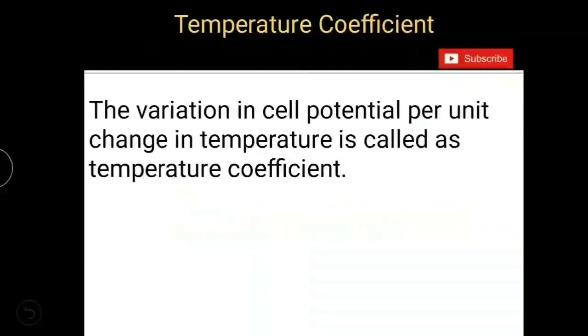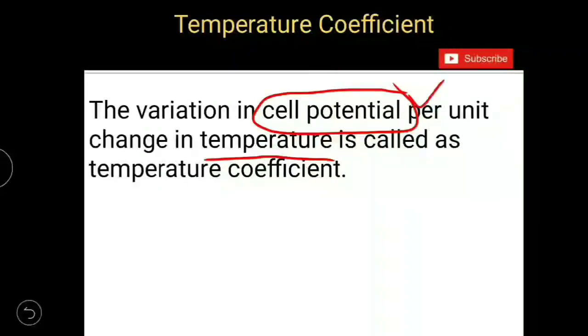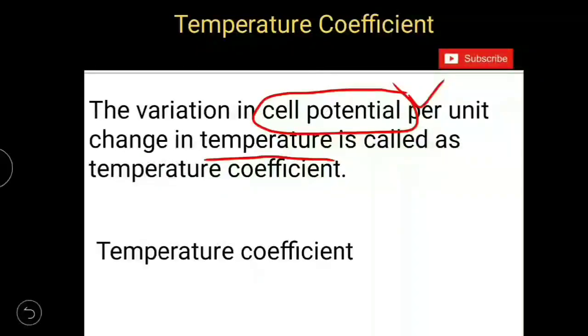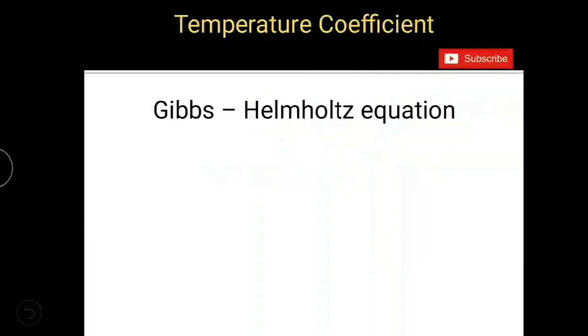The variation in cell potential per unit change in temperature is called temperature coefficient. In a galvanic cell, potential varies with temperature. When the change in temperature is 1 unit, what will be the change in cell potential? This is called temperature coefficient and it can be represented by dE by dT. Let us see the derivation for temperature coefficient.